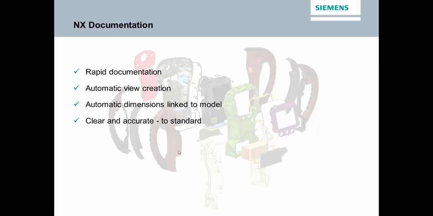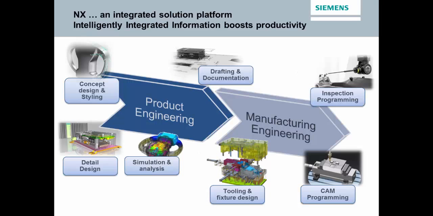And what we saw there was rapid documentation creation, automatic view creation, and linked intelligent dimensions. If we change the model, those views are going to update. Clear and accurate to standard capabilities. So whether it's ISO, ANSI, or DIN, we have all the world standards built into the software. You click on that, and that's the standard that we'll use to place everything. And then, of course, a product-proven 2D drafting capability within NX.